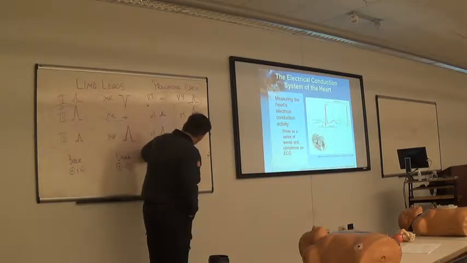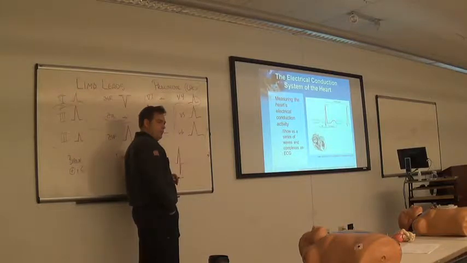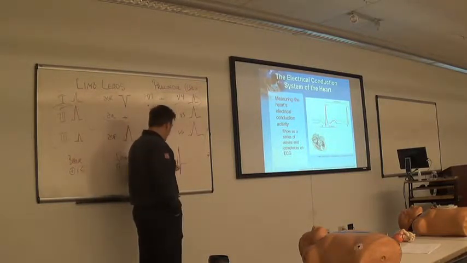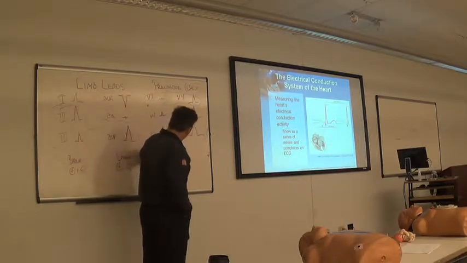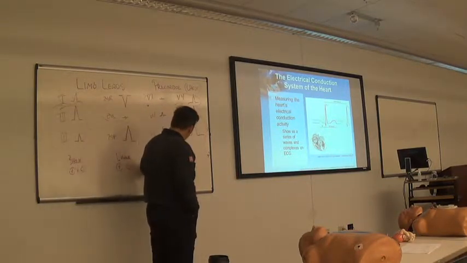I may have this. Do I have a Q here? Is there a Q in this one? No, it doesn't drop down. So I have an R wave, and then I have an S wave. If I want to measure my QRS, it starts right here at the beginning of the R and ends at the end of the S.